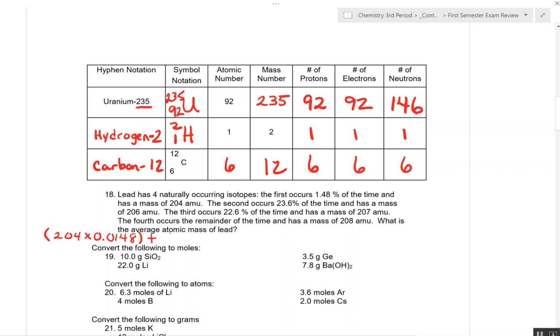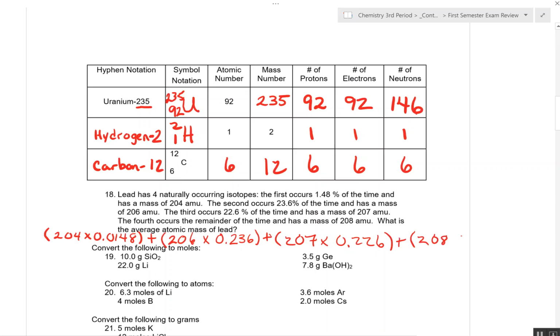Then, says the second one occurs at 23.6 and has a mass of 206 times 0.236. The third is 207 times 0.226. Okay. And then the last, the remainder, the fourth, occurs the remainder of the time and has a mass of 208.